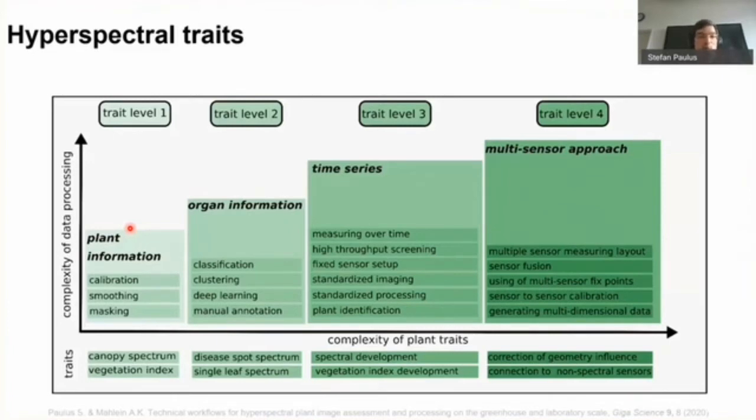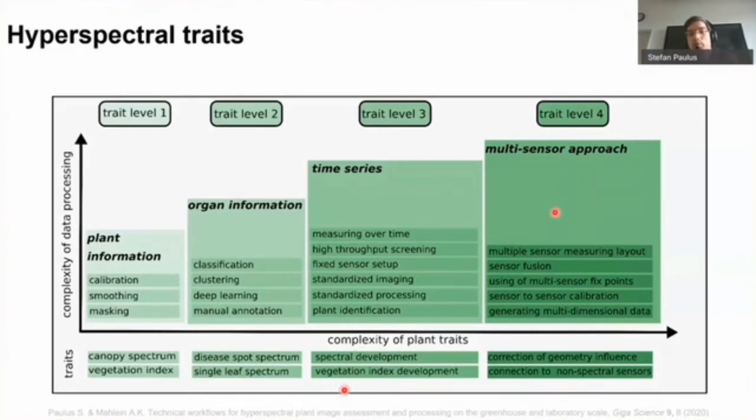If we move to trait level 2, we have to segment our plant into the single organs, for example the leaves. Then you get information per leaf, for example the spectrum of a single spot of a disease, or the spectrum of a single leaf itself. If we move to trait level 3, the complexity is increasing. We measure over time, each day or each week, however you want it. Then we can describe the spectral development of the plant spectrum, or for example the spectral development of the vegetation index.